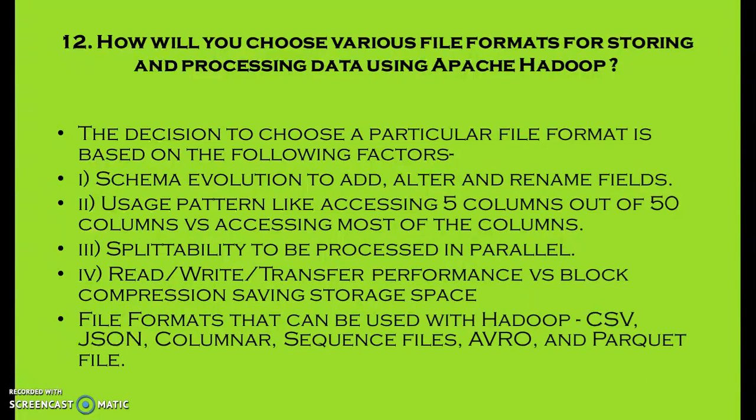Now, how will you choose various file formats for storing and processing data using Apache Hadoop? The decision to choose a particular file format is based on the following factors: schema evolution to add, alter, and rename fields, usage pattern like accessing 5 columns out of 50 columns versus accessing most of the columns, splittability to be processed in parallel, read and write transfer performance versus block compression savings, and storage space. File formats that can be used with Hadoop are CSV, JSON, columnar, sequence files, Avro, and Parquet files as well.